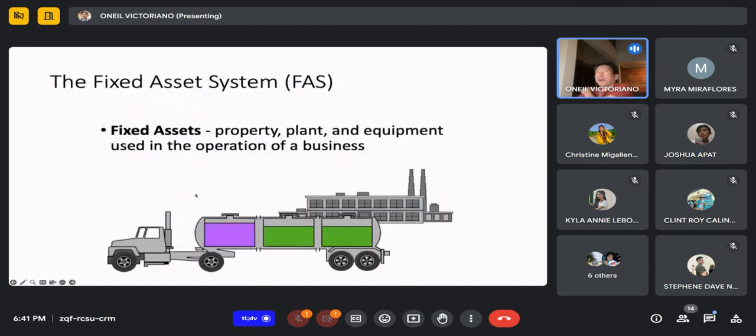Fixed asset management is part of the conversion cycle, which is doing the depreciation. Before depreciation, it does creating the property, and then it does depreciation over time, and then after that, it will dispose, proper disposal of assets.